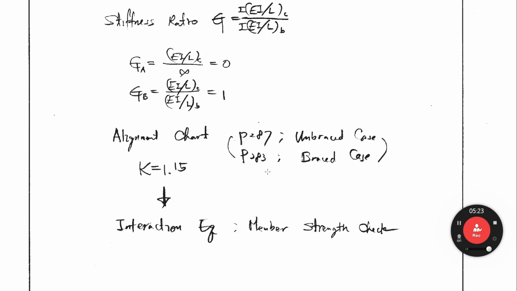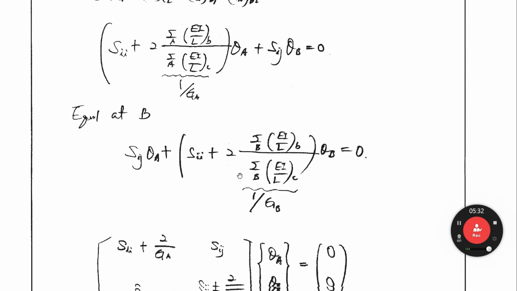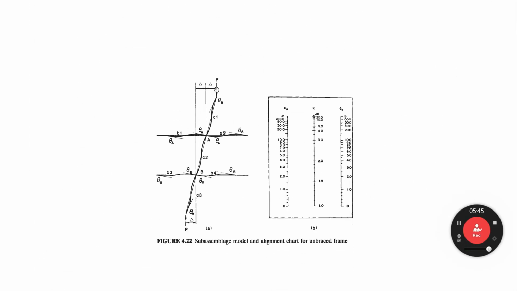Let's look at the unbraced case alignment chart. This is a braced one. The unbraced one is, let's go down. Yes, this one. There is some side sway. So this is the unbraced case. So GA equals 0. That is the stiffness ratio. GA was 0, you remember? And then how about GB? GB equals 1. So in that case, we connect these two points, 0 and 1. Connect like that. Then we can read this cross point. That is the K value, effective length factor.